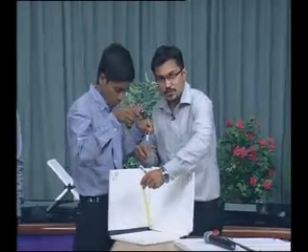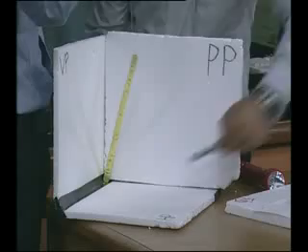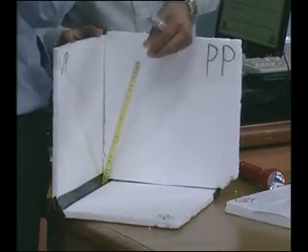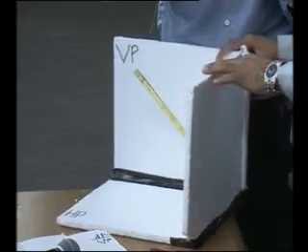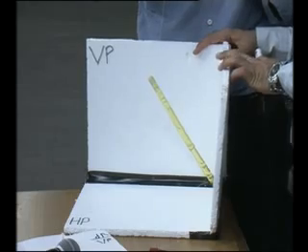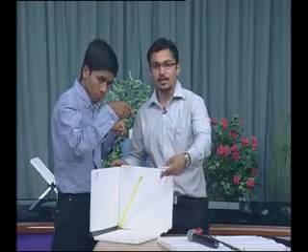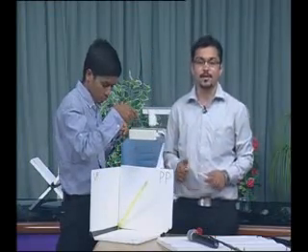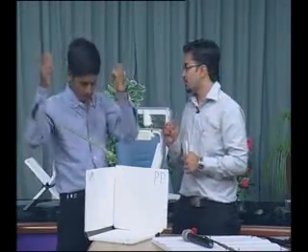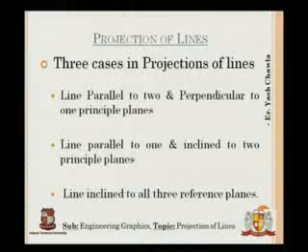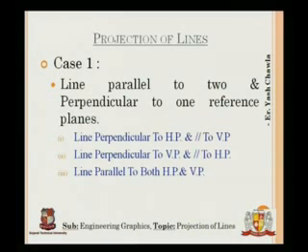So for this illustration I will keep it at the origin. This is the origin, this point is where all the three planes meet. I will keep it at the origin, and if I view it from any angle, it will be making an angle with VP, it is making an angle with PP, and again it is making an angle with the horizontal plane as well. So this is the third condition in which it is making an angle with all the three different planes. So case 1 is that the line is parallel to two and perpendicular to one of the reference planes.